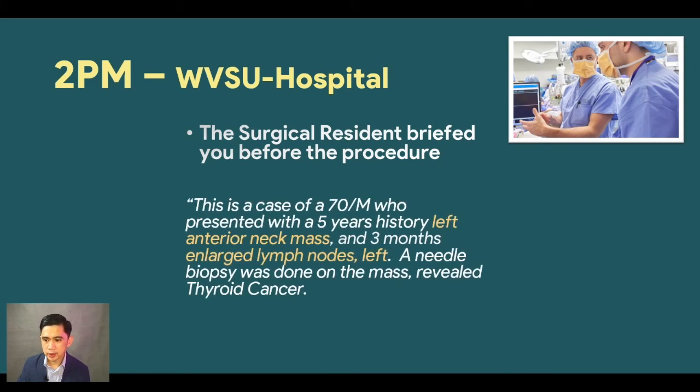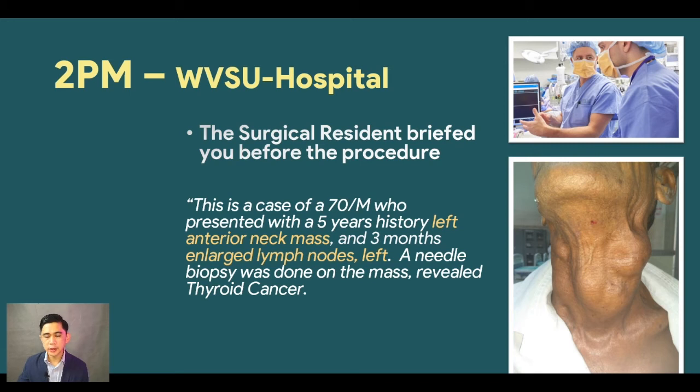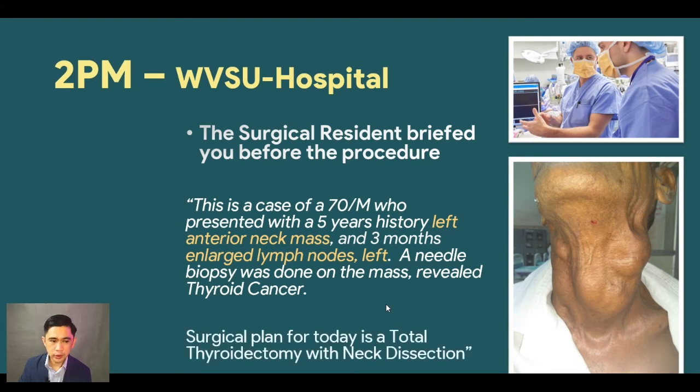So he says, this is a case of a 70-year-old male who presented with a 5-year history of a left anterior neck mass and a 3-month history of enlarged lymph nodes, left and right. Okay, there's also one on the right. A needle biopsy was done on the said mass, and revealed thyroid cancer. Okay, so this is thyroid cancer, and probably these are lymph nodes. So the surgical plan for this patient is a total thyroidectomy, which means we have to remove the thyroid totally, and also the neck mass, which is in the form of a procedure called neck dissection.